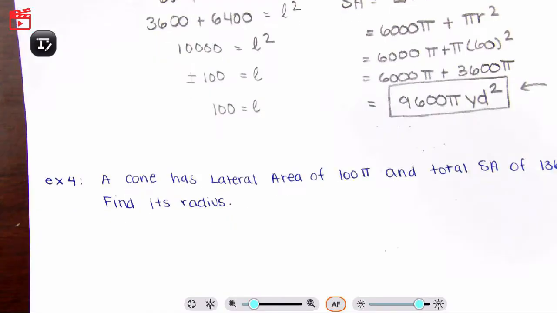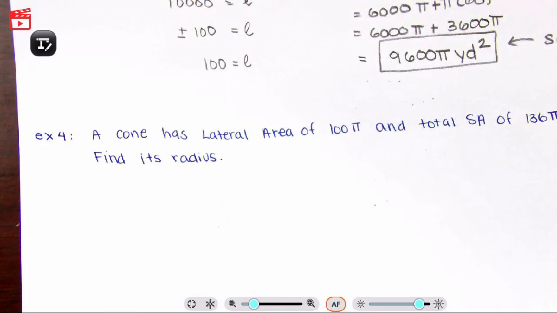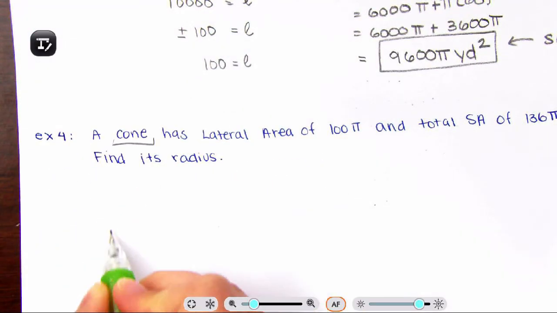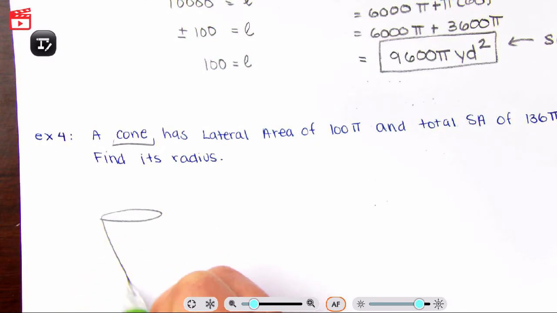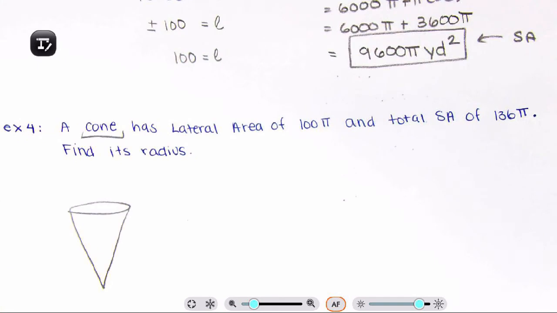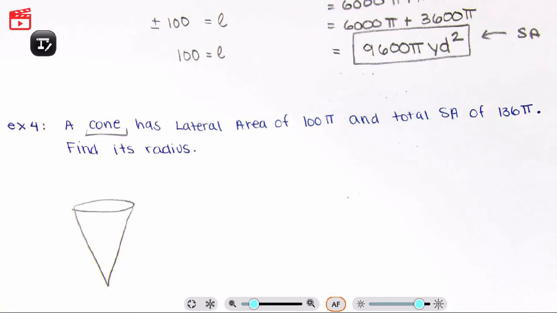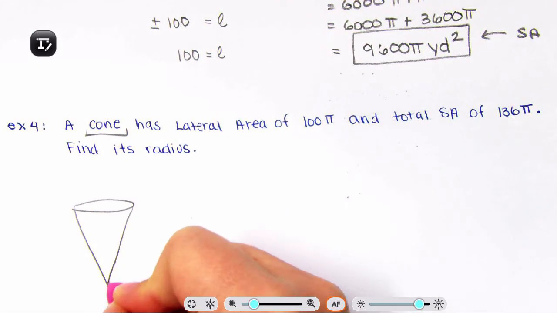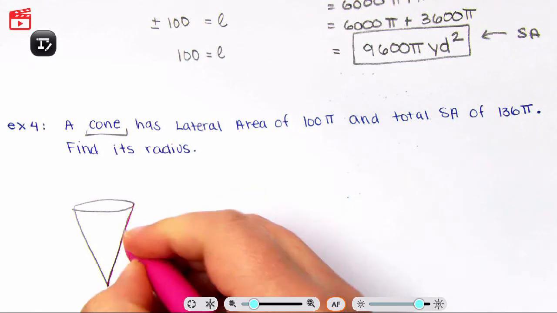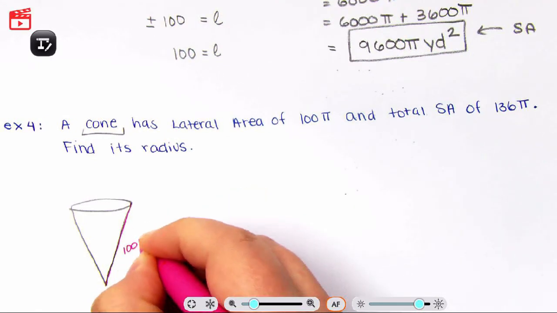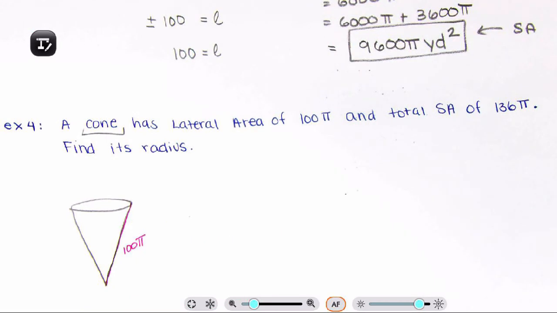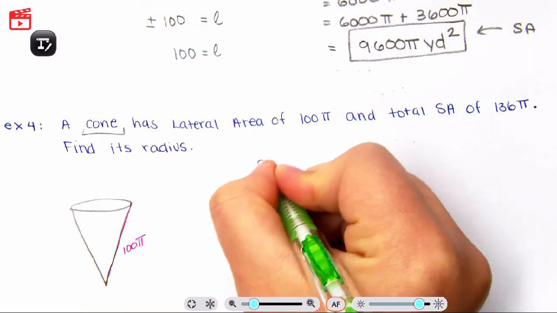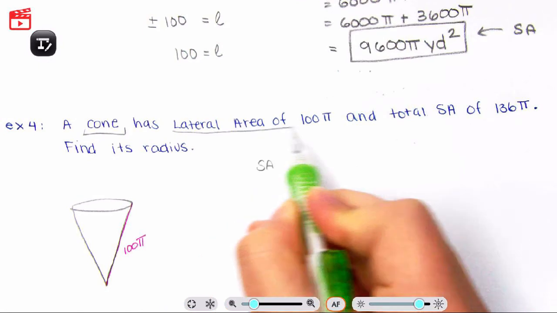All right, let's do one more example. A cone. So we know it's a cone. I'm going to draw a picture of a cone. You can draw it this way, you can draw it the other way, it doesn't matter. Whenever you're dealing with word problems, just immediately start drawing pictures. A cone has a lateral area. We know lateral area is from the vertex all the way to the side, is 100 pi. And a total surface area.